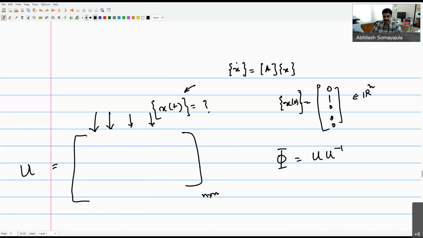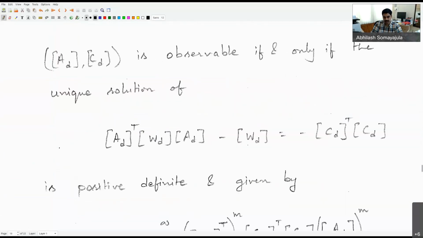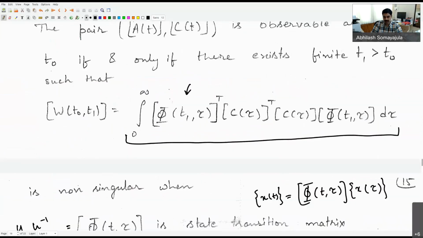Okay, with this state transition matrix and the C matrix, the output matrix, now I can compute the observability matrix using these two values, using this expression. So once I have phi, I can compute this.